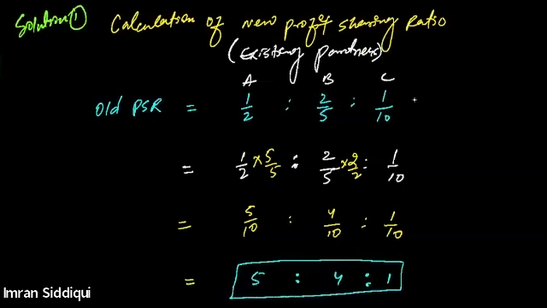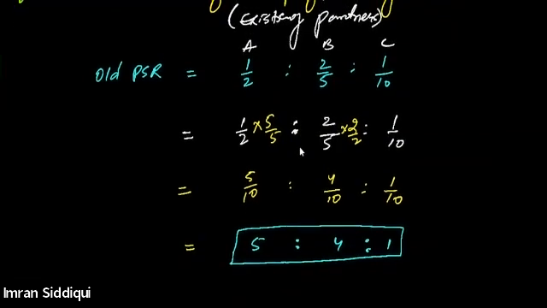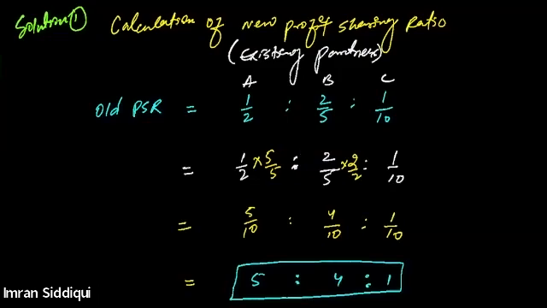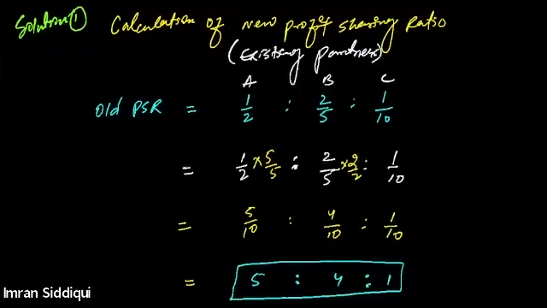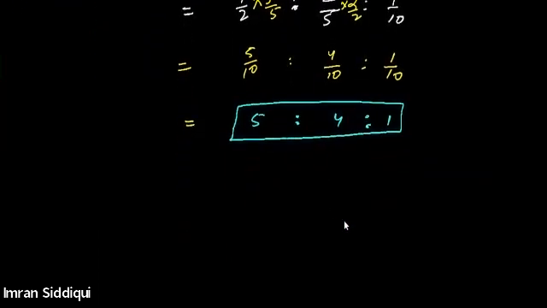Now the question is telling us that one of the partners is retiring. Now see, the question does not tell us in what proportion A and B will be sharing C's share. Sorry, C is not retiring, C is dead. So after the death of C, how his share needs to be distributed between A and B, the question is silent about this. Since the question does not tell us in what proportion we need to share C's share, you will simply strike off the share of C, and the remaining share will be considered as the new profit sharing ratio of the partners.